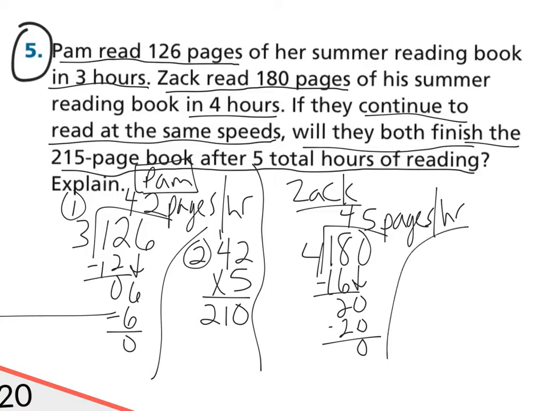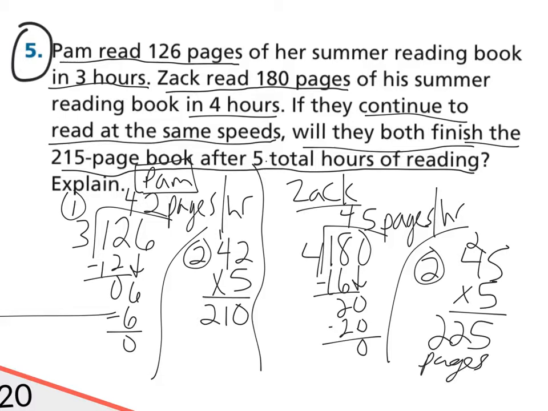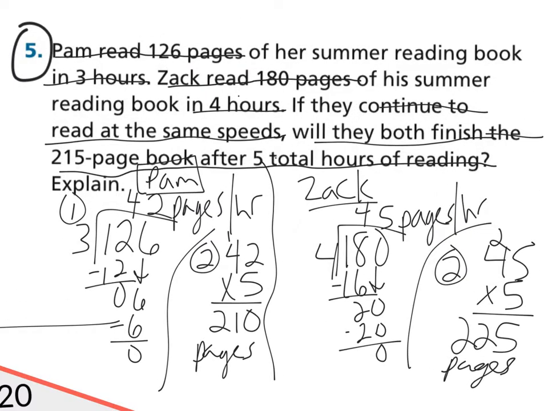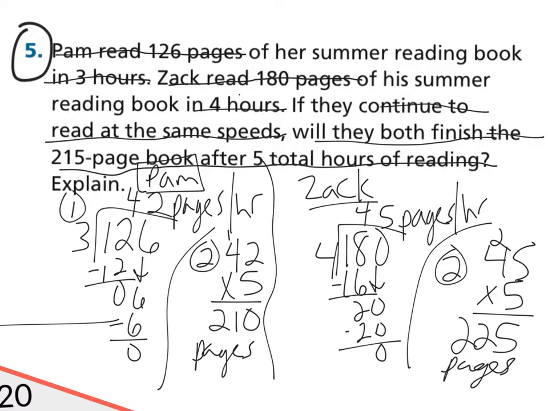Another trick you could do with this one, you could just say, well, 180 pages in 4 hours. If we're going 5 hours, that'd just be one more hour. So you could just take 180 plus 45 and see what you get. But we'll pretend we didn't see that. It's not a big deal. Okay, so Zach would be able to read 225 pages. So he would have enough time reading it all in 5 hours.